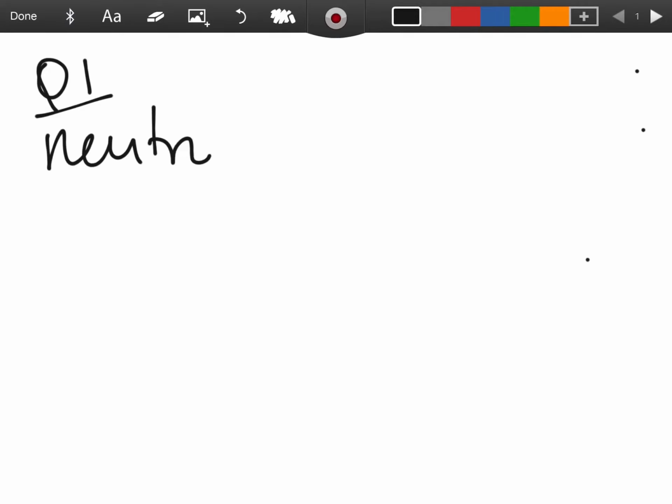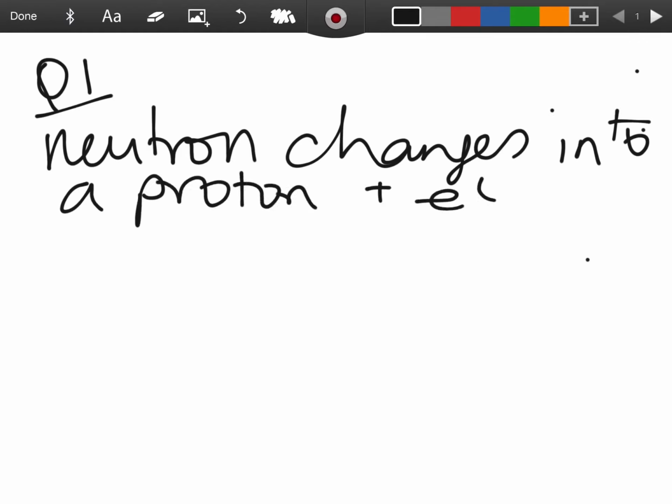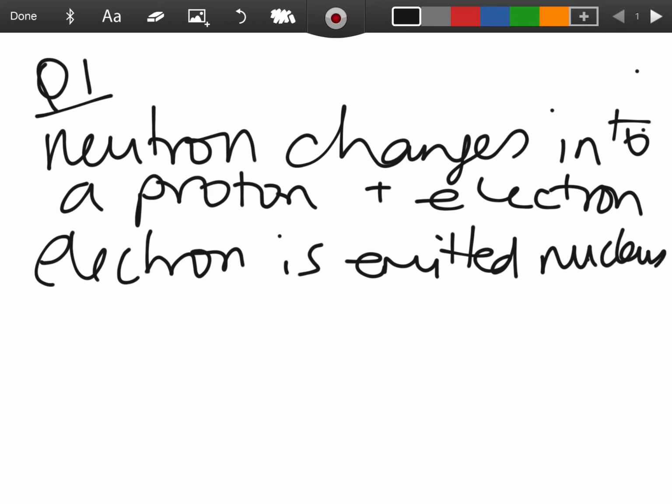So you need to say that a neutron changes into a proton and an electron. So say that first, that the neutron changes into a proton and an electron. And then your second sentence will be saying that the electron is emitted, or that the electron flies out of the nucleus, a high-speed electron, something like that, emitted from the nucleus anyway. You need to say about the electron. So make sure you say that.